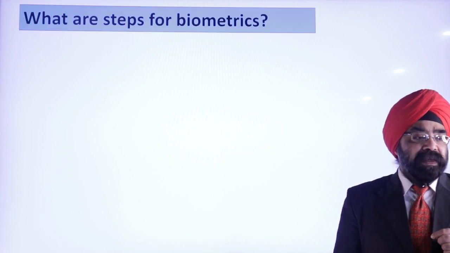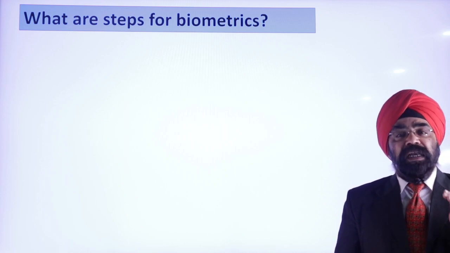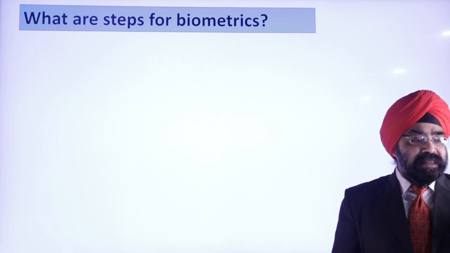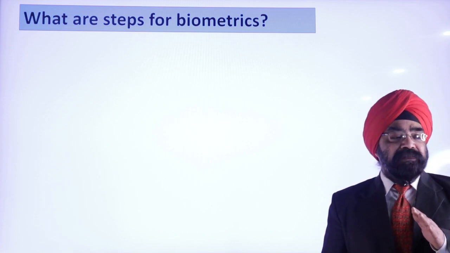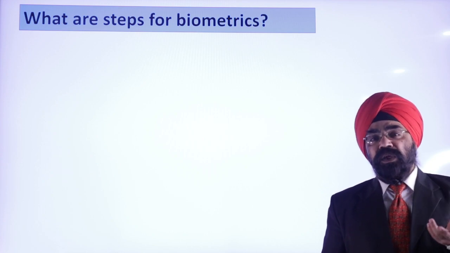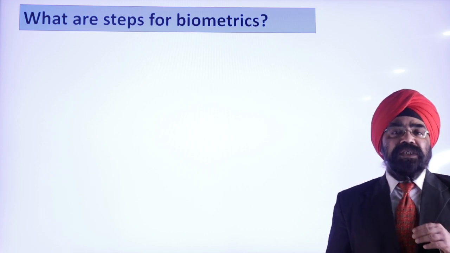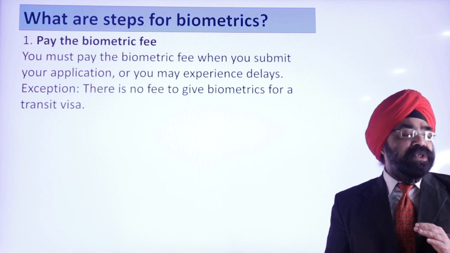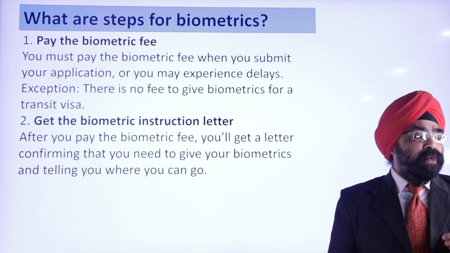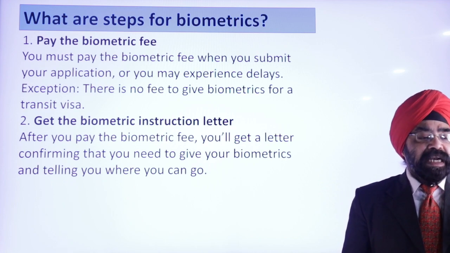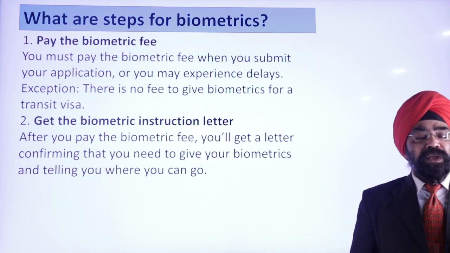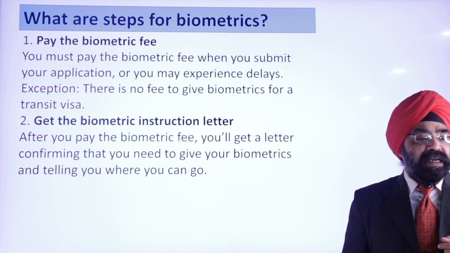What are the steps for biometrics? The steps are that you need to pay the biometric fee. Once you pay the biometric fee, and here I would also like to tell you, there are certain individuals who are exempted from even paying the fee, like certain refugees, like in the Ukraine case. So the government is making some changes here, but most individuals need to pay the fee. Once you pay the fee, you will get a biometric instruction letter, and that will tell you where you need to go and what you need to do. So that will give you detailed information.